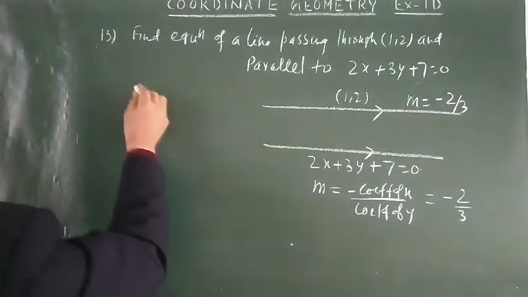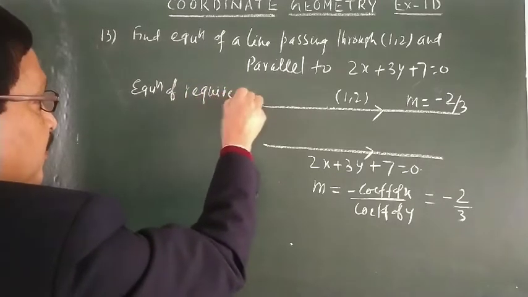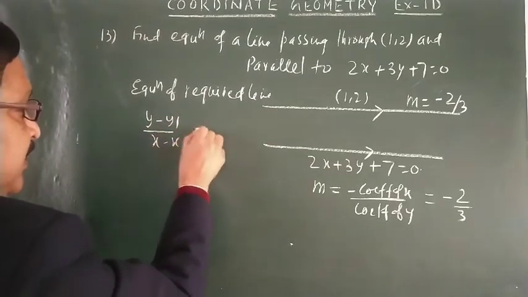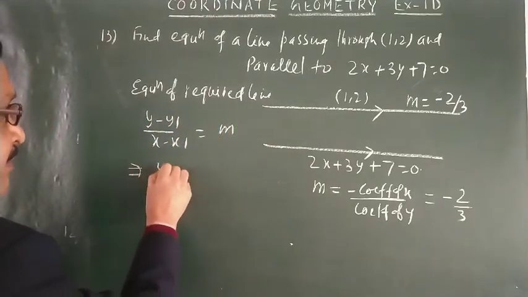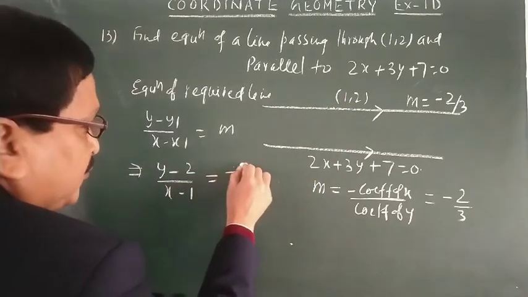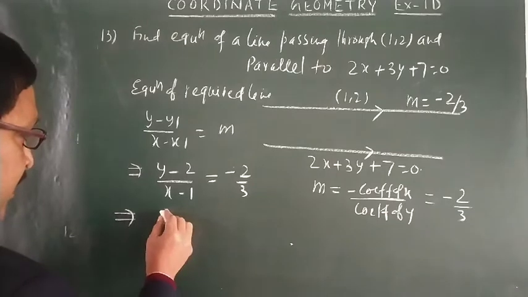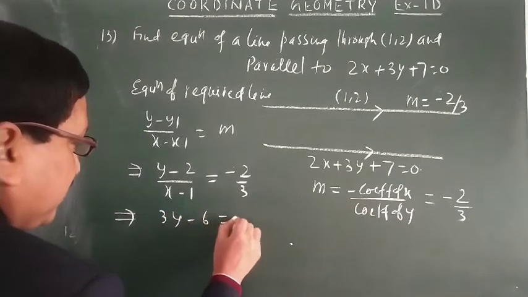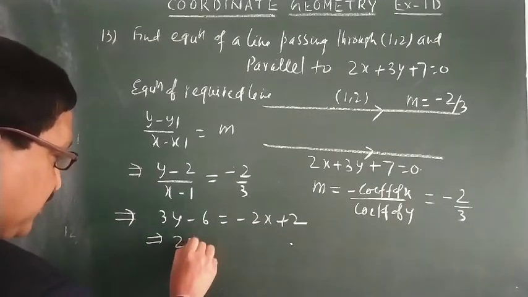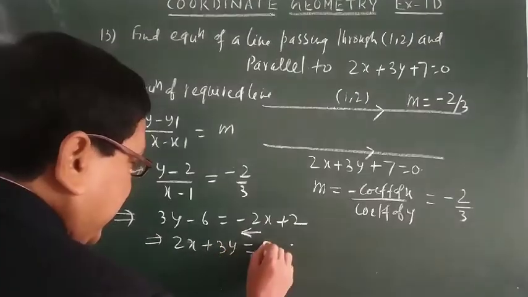So the equation of the required line: (y minus y1) by (x minus x1) is equal to m. So this is y minus 2, x minus 1, is equal to minus 2 by 3. Simplify it to get the final answer. So this is 3y minus 6 minus 2x plus 2. So 2x is brought to the left side: 2x plus 3y is equal to 8.